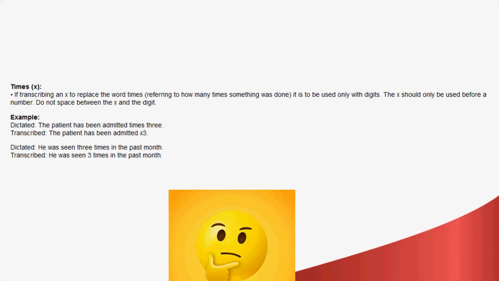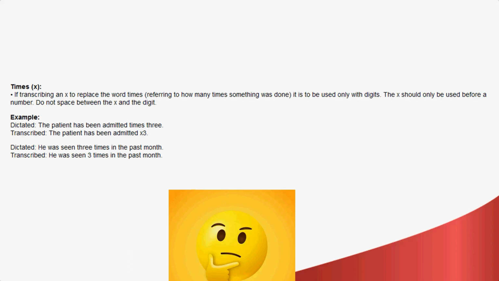Okay, time. So using an X to replace the word times. Let's just be clear that we're talking about how many times something was done. We're not talking about dimensions, like 2 times 3 centimeters, for example. Okay, so if transcribing an X to replace the word times, meaning how many times something was done, it's only used with digits, so numerals. The X should only be used immediately before the number. Don't put a space between the X and the digit. And by the way, the X should be a lowercase x.